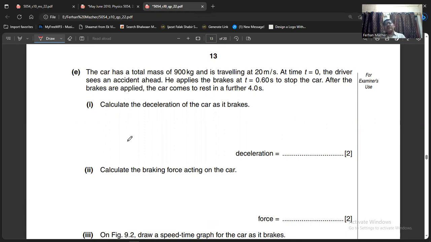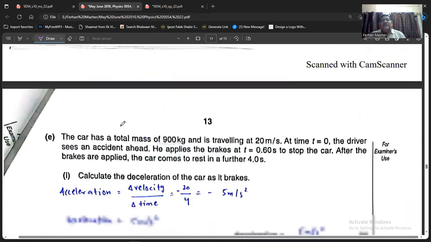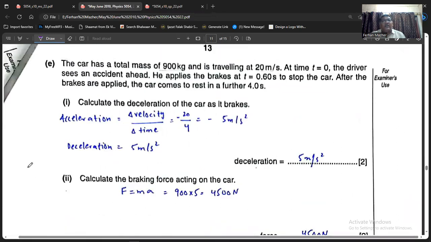So for the deceleration, the initial speed is 20 meters per second. The final speed will be 0, and this happened in 4 seconds. So I can calculate the deceleration. Deceleration is the change in the velocity divided by time. Here the change in the velocity is from 20 to 0, and this happened in 4 seconds. So 20 divided by 4 is 5 meters per second squared, and it will be negative.